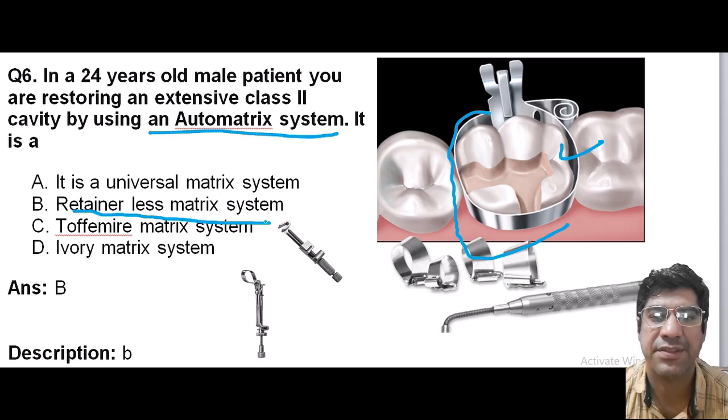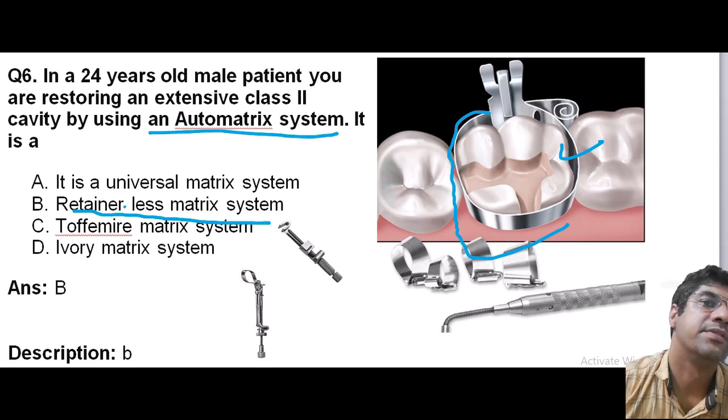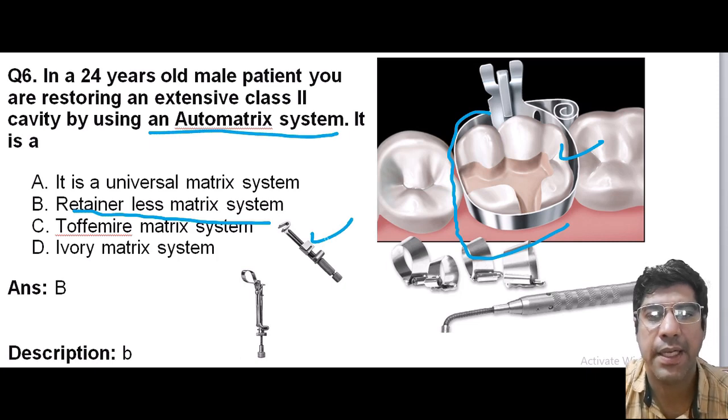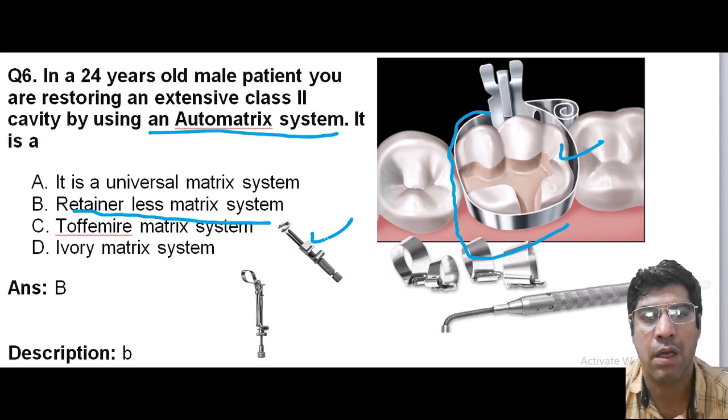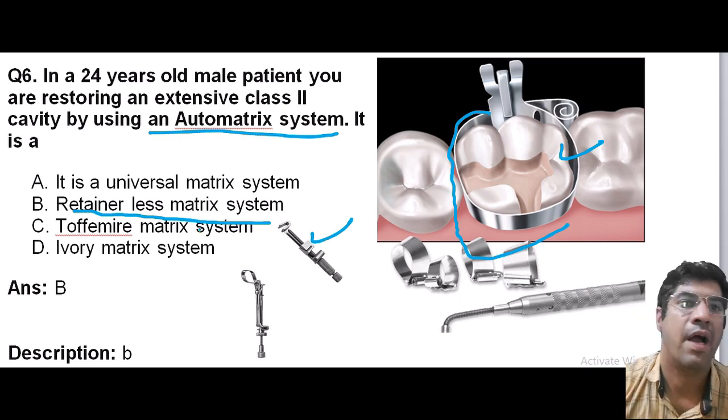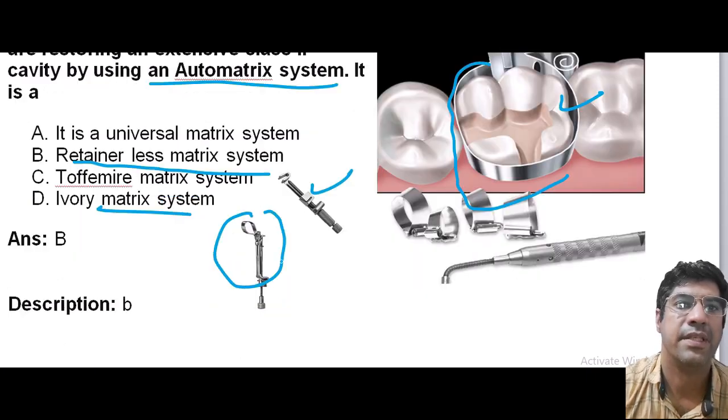Traditionally, matrix systems such as the Tofflemire matrix system, this one is the Tofflemire matrix system, required a retainer to hold the matrix in place. The automatrix system, in contrast to it, is self-retaining. This one is the Ivory matrix system. So the answer is B.